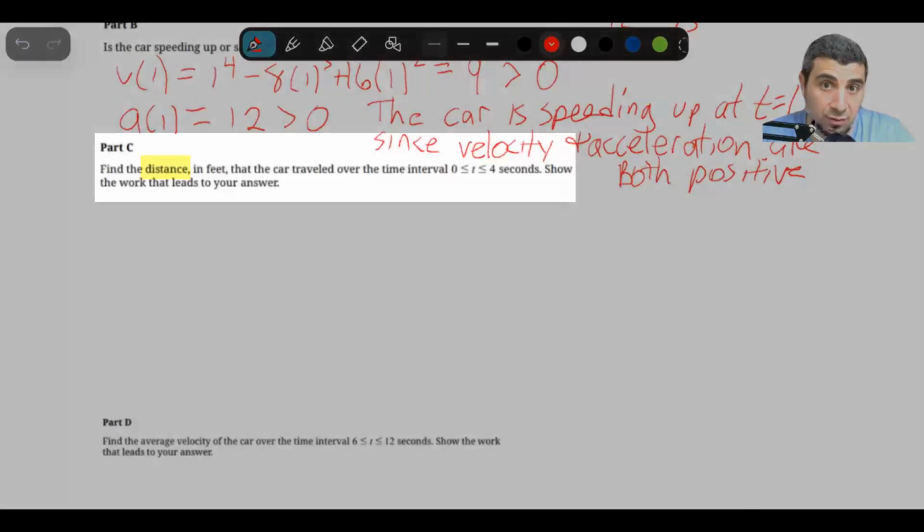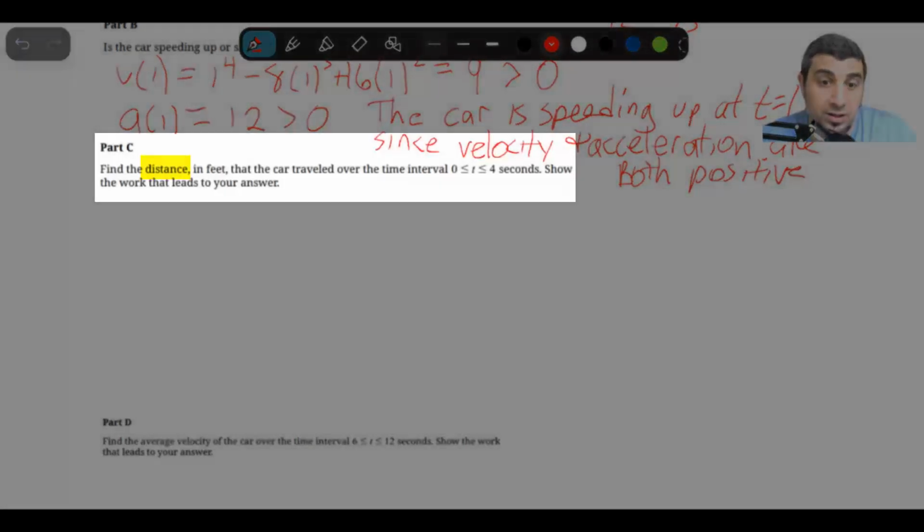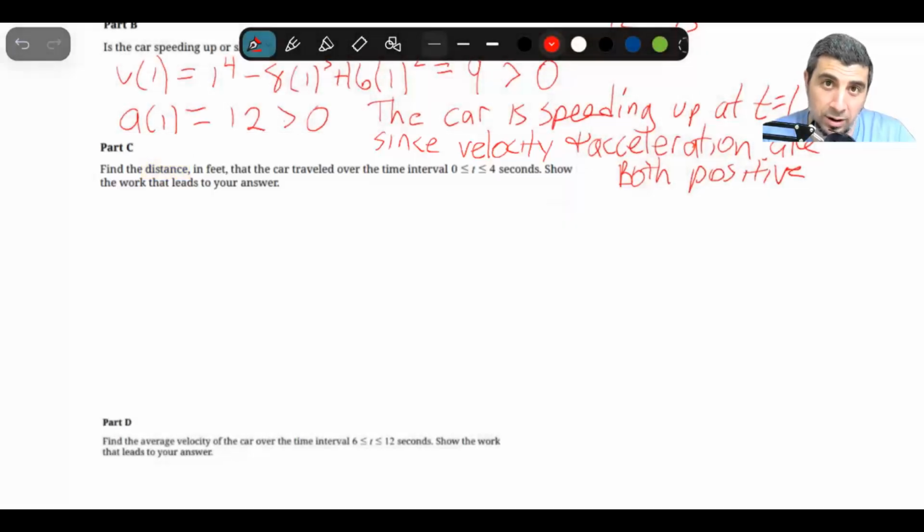Part C is asking us to find the total distance traveled from 0 to 4, and this is where most students are going to lose points. And that's because distance is not the same as displacement. Distance means we talk about the absolute value of velocity. So our integral for this situation is going to be the integral from 0 to 4 of the absolute value of velocity. But here's the key.